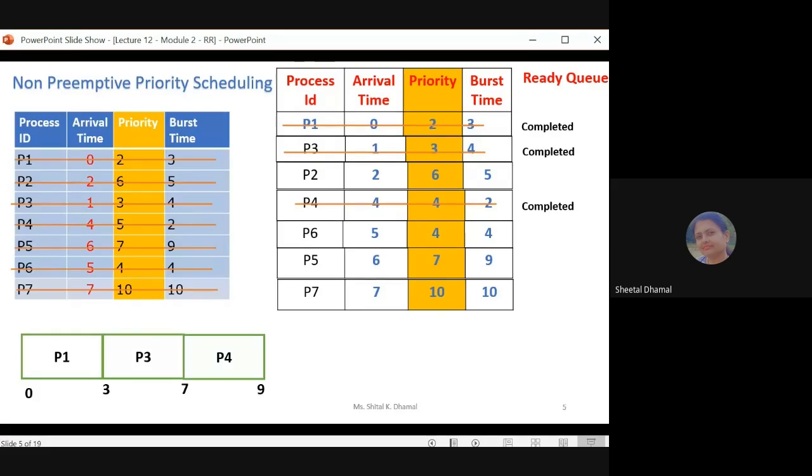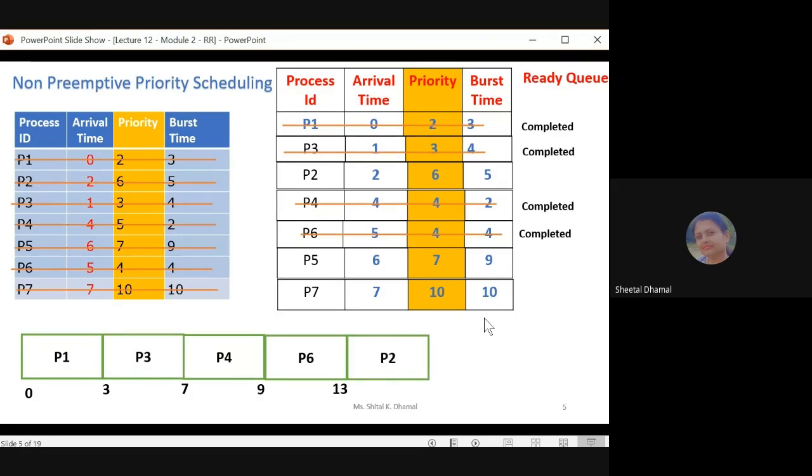Now represent the process P6 in the Gantt chart and tell me the completion time for process P6. The total burst time for process P6 is 4, so it is 13. Again I will cut process P6 from the ready queue and write down complete. Now the processes remaining in the ready queue are P2, P5 and P7. Which will be the next process? Now you have to compare the priority. Do not consider the burst time. So that will be process P2.